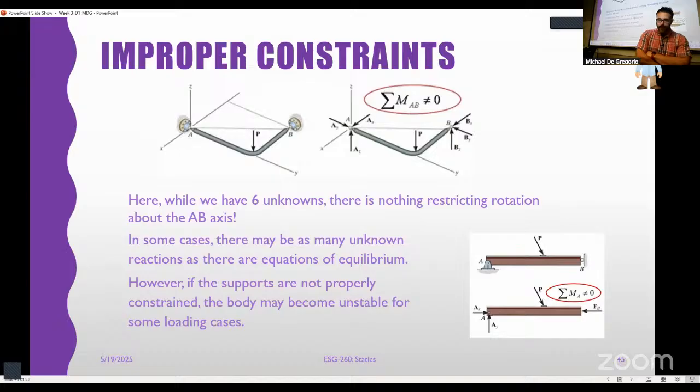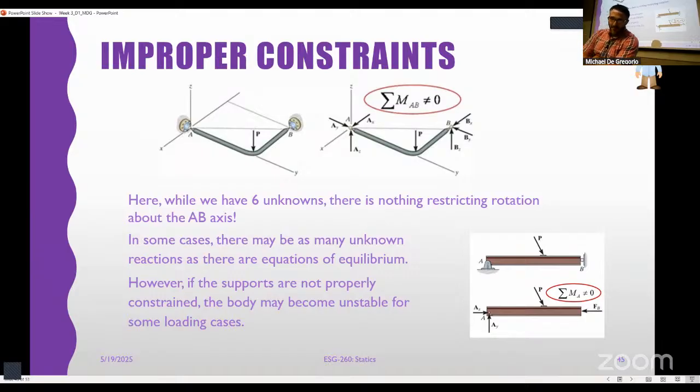Improper constraints. This time we have 6 unknowns, and there's nothing restricting our rotation about the AB axis. Okay, so this is improper because it's just gonna rotate. You can't keep it statically constrained, right? As it shows here, it's an improper static constraint because the sum of our moments about this axis is non-zero, which makes it a dynamics problem. It doesn't make it a statics problem. So it's not that you can't solve it, it's just that you can't solve it in static equilibrium.